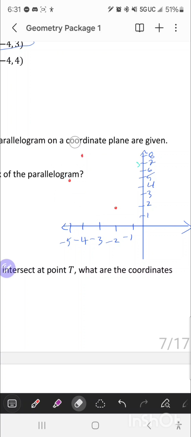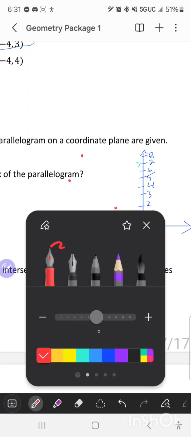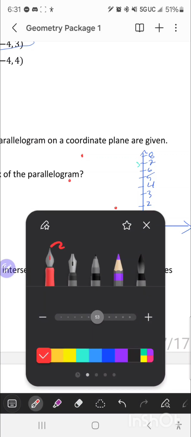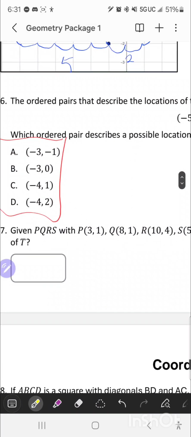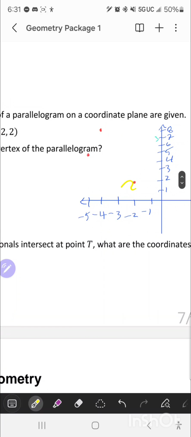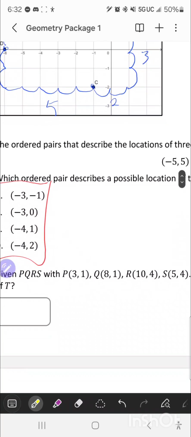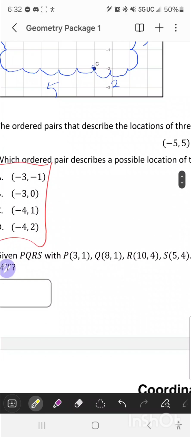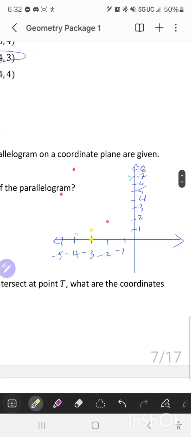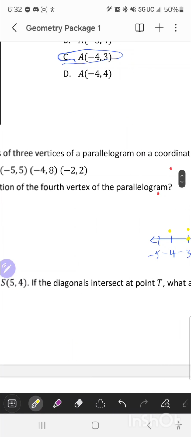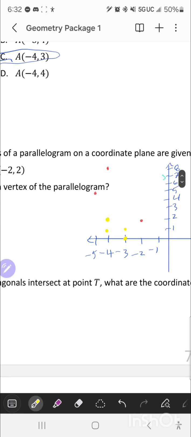We have this. Now, what I'm going to do is to locate the points they're giving me with another color, not with the red one. I'm going to use yellow. So they're giving me -3, comma -1, which is going to be here. They gave me -3, comma 0, which is going to be here. They are giving me -4, comma 1. So -4, comma 1 is going to be here. And they are giving me -4, comma 2, which is going to be here.